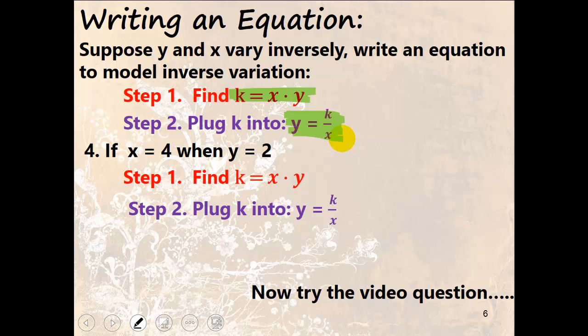Okay, so let's work a problem. If x equals 4 when y equals 2, we're going to write an equation that models that inverse variation. And we're told up here that they vary inversely. So that means k has to equal 4 times 2, which is 8. So when I plug it into my equation for an inverse variation model, I get 8 over x. So why don't you try the video question? If you get it wrong, make sure that you write it down so that we can talk about it.